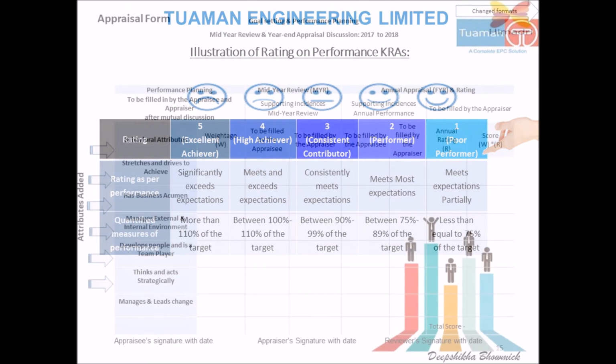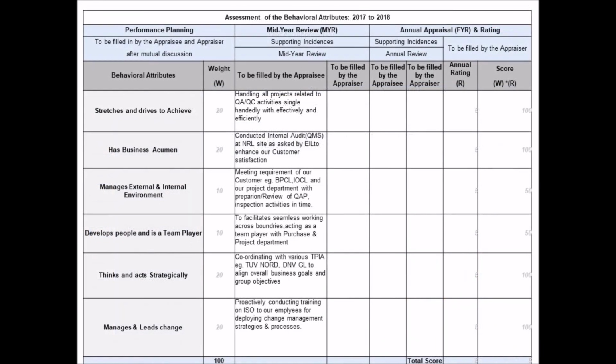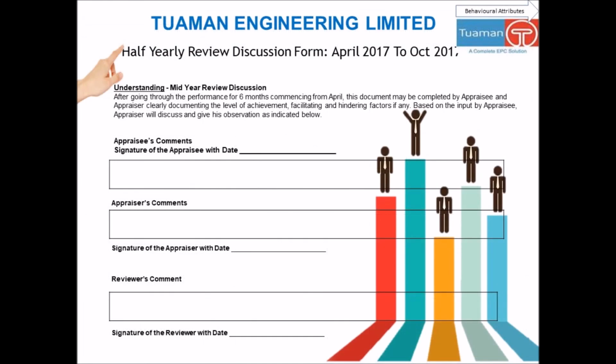In page 2 of the form, you will find the behavioral attributes. We have identified some leadership competencies under them. So, stretch and drive to achieve, having business acumen, managing internal and external environment, developing people, being a team player, thinking and acting strategically, and managing and leading change. I have given here an example of how you are supposed to write down the supporting incidents in the left hand column of the mid-year review, which is to be filled by the appraisee, and then the right hand column is supposed to be filled by the appraiser in the mid-year review. In the annual review, the same thing is supposed to be repeated.